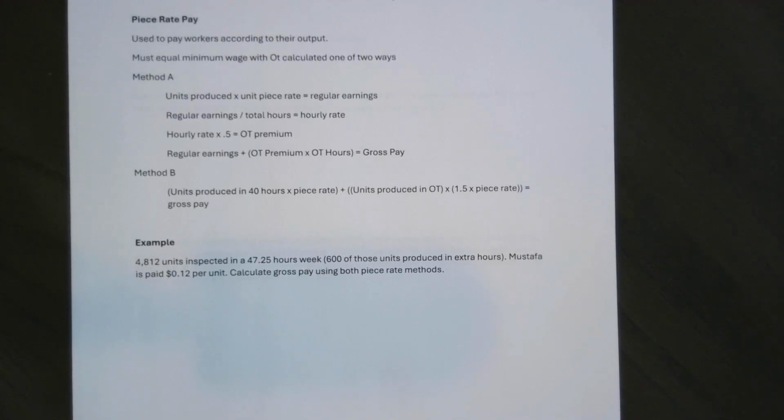Method A, units produced times the unit piece rate, is regular earnings. Regular earnings divided by total hours is the hourly rate. Hourly rate times 0.5 is an overtime premium. And then regular earnings plus overtime premium times overtime hours equals gross pay. In method B, units produced in 40 hours times the piece rate plus units produced in overtime times 1.5 times the piece rate equals gross pay.